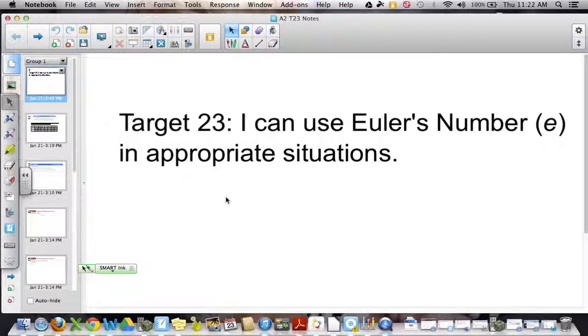All right, welcome to Algebra 2, Target 23. This target focuses on how to use Euler's number, often just noted as e, in appropriate situations.